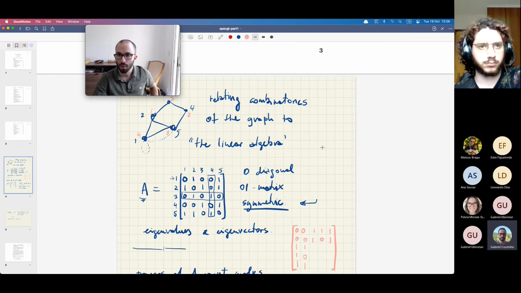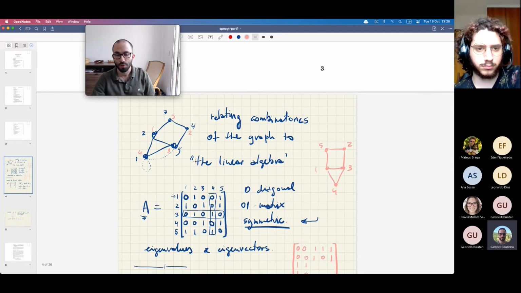I'm simply drawing here the graph 1, 3, 4, 5, 2, and these graphs, the blue and the pink, are of course isomorphic under the function that maps 1 to 4, 2 to 1, 5 to 3, 3 to 5, and 4 to 2.